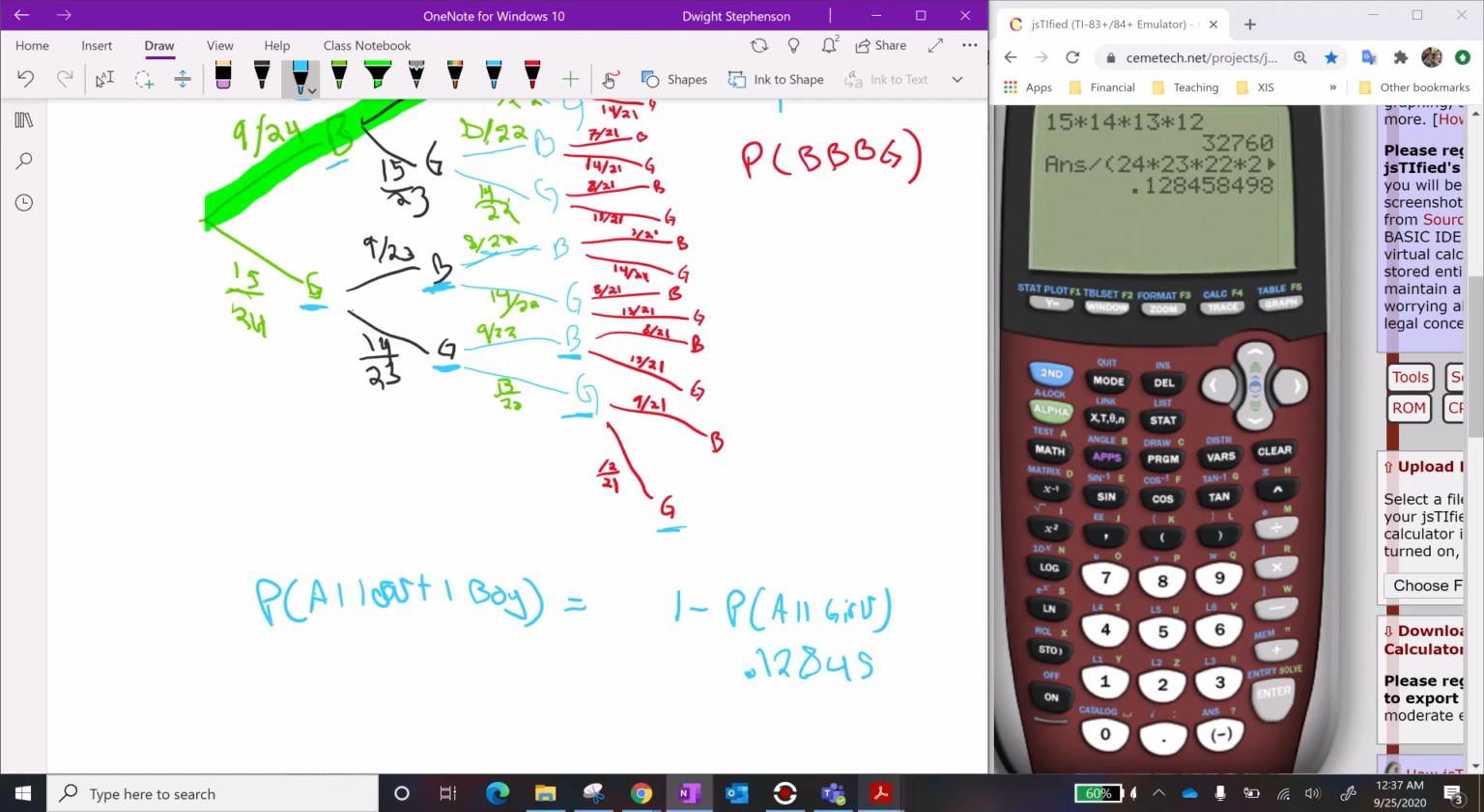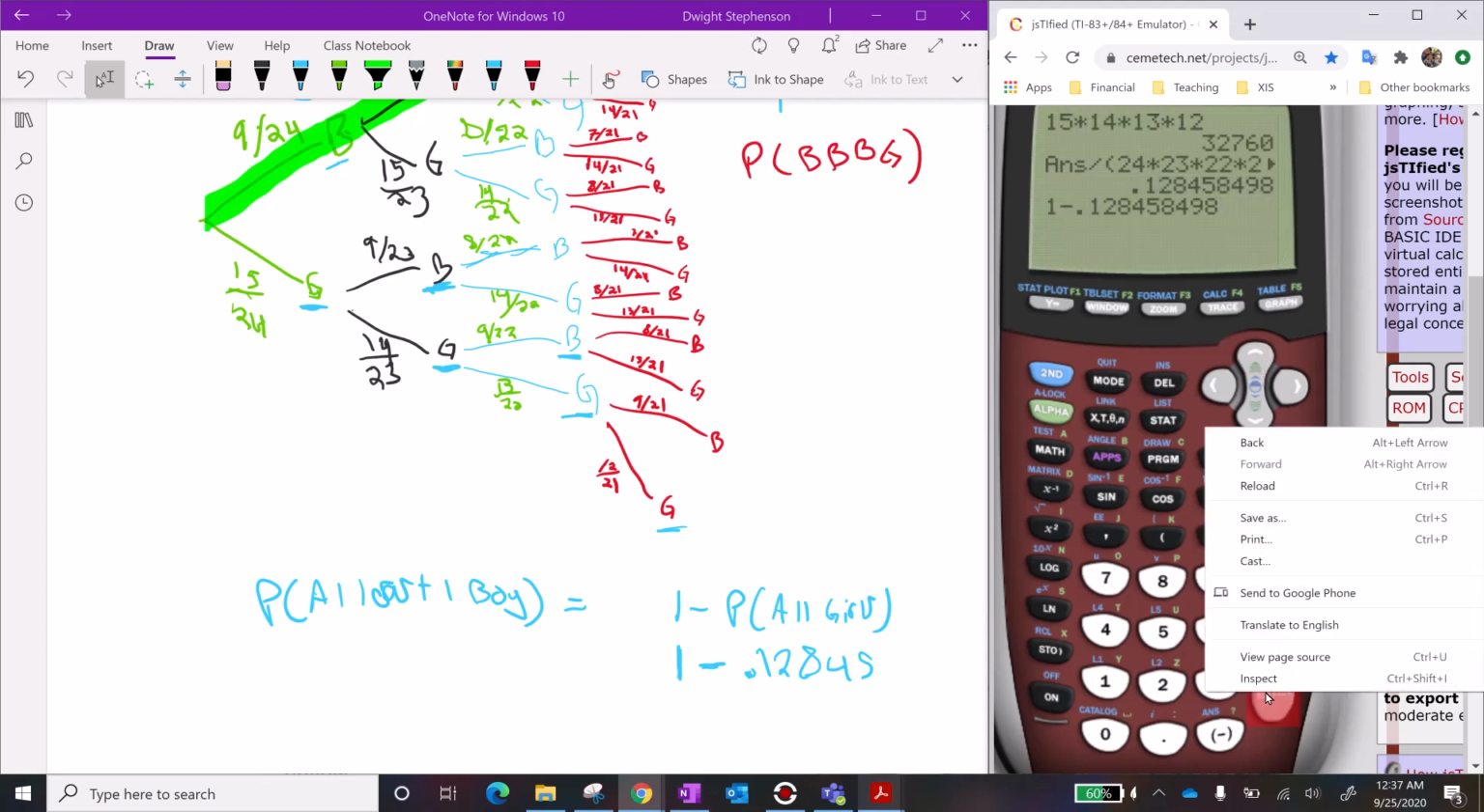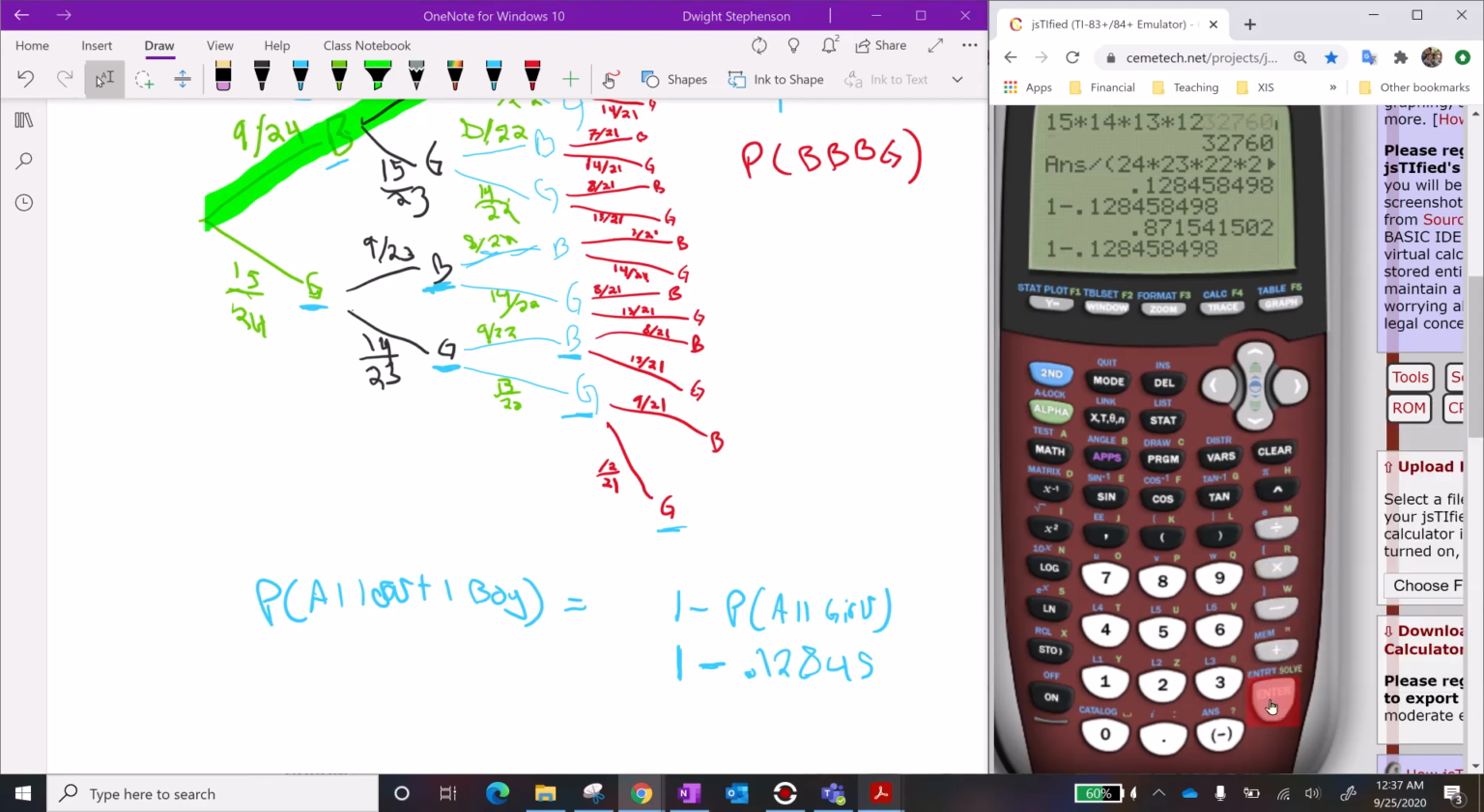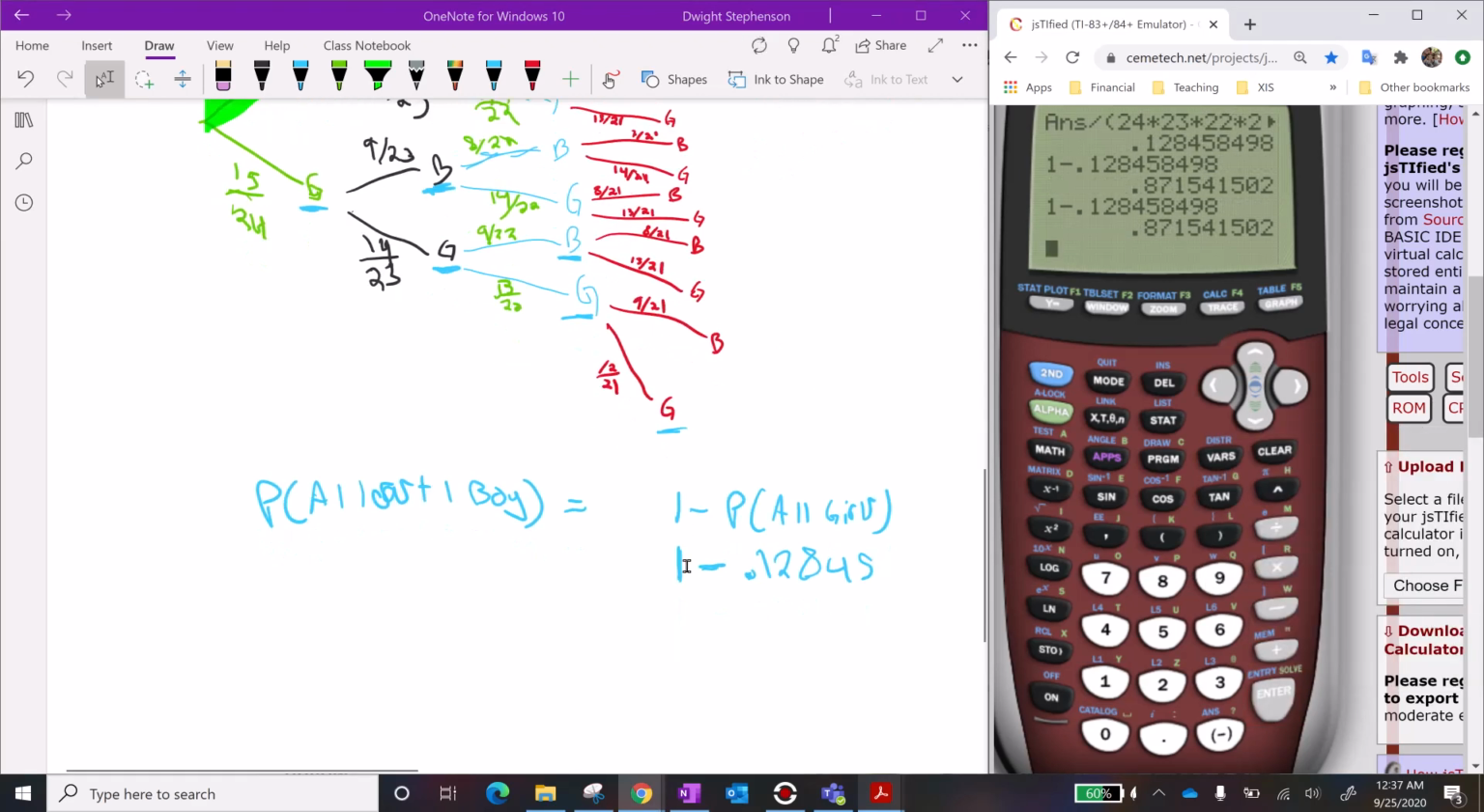Again, we're going to keep all our numbers until we get to the end. If I want to know the probability that there's at least one boy, I'm just going to subtract the probability that there's all girls from 1, right? So I'm just going to take this number from up there, and that's going to give us the probability that there's at least one boy, which is 0.872 if you round to 3 significant figures, right?